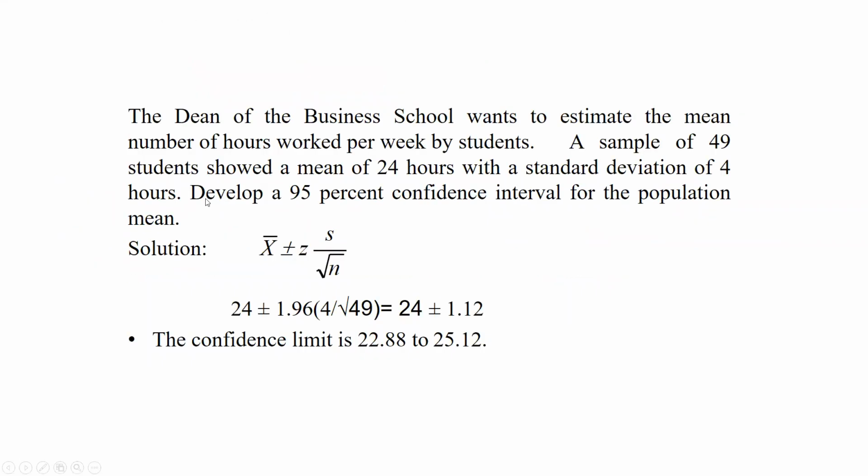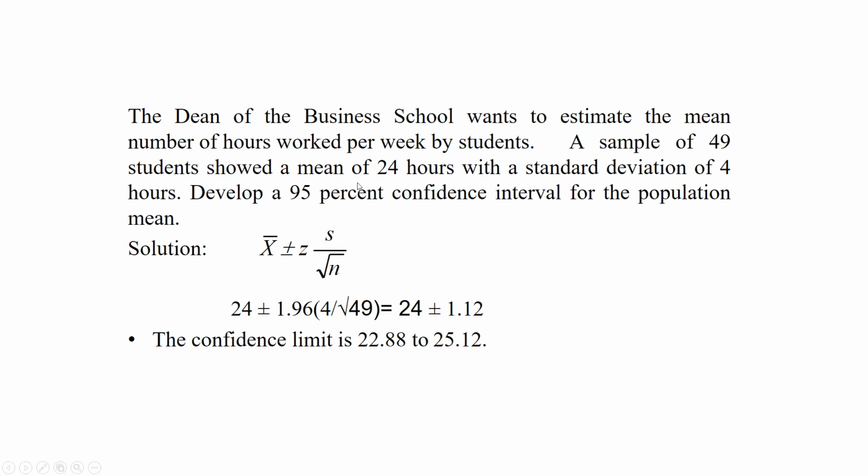Now, the first very important question let me discuss with you. The dean of the business school wants to estimate the mean number of hours worked per week by students. A sample of 49 students showed a mean of 24 hours with a standard deviation of 4 hours. Develop a 95% confidence interval for the population mean. So, what do we have to do?